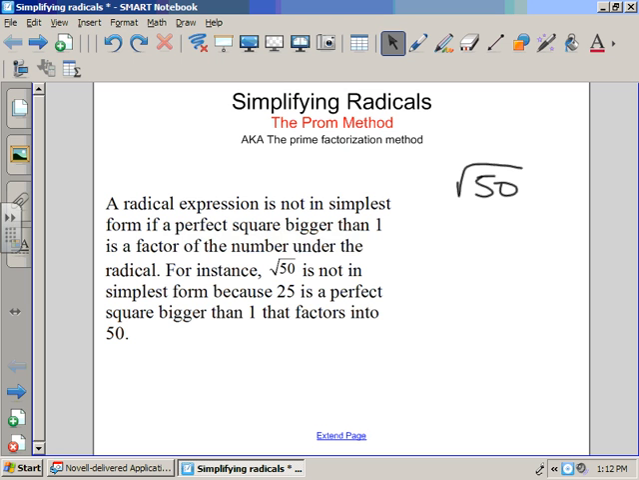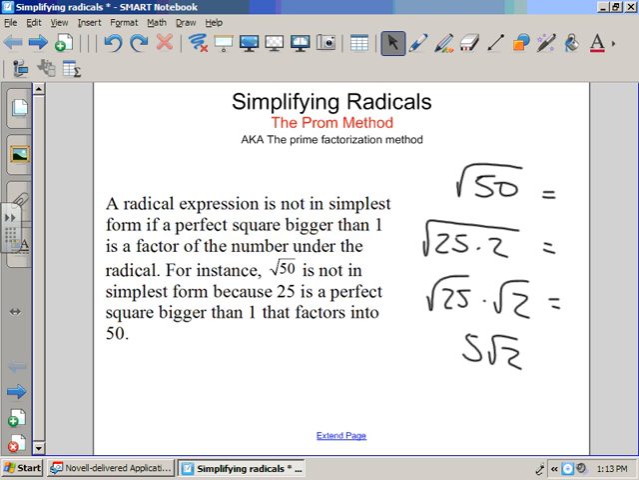The reason the square root of 50 is not in simplest radical form is because there's a perfect square bigger than 1 that factors into 50. In this particular case, it's 25. So I can write the square root of 50 as the square root of 25 times 2, which I can then write as the square root of 25 times the square root of 2. But the square root of 25 is 5, and so the simplest radical form for the square root of 50 is 5 times the square root of 2.